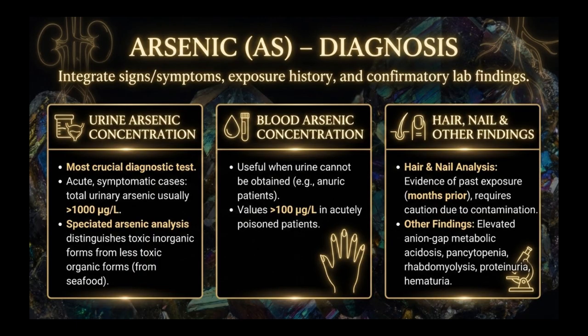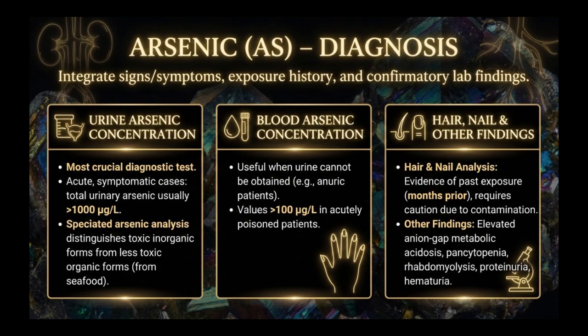Diagnosis of arsenic poisoning involves assessing characteristic signs and symptoms, along with a consistent exposure history and confirmatory laboratory findings, while also ruling out other possible diagnoses. Laboratory testing plays a crucial role in diagnosis. The most important test is the urine arsenic concentration. In cases of acute, symptomatic poisoning, the total urinary arsenic level, which includes inorganic arsenic, monomethyl arsonic acid, and dimethyl arsinic acid, usually exceeds 1,000 micrograms per liter. Typically, the amount excreted in 24 hours reaches into the thousands of micrograms.